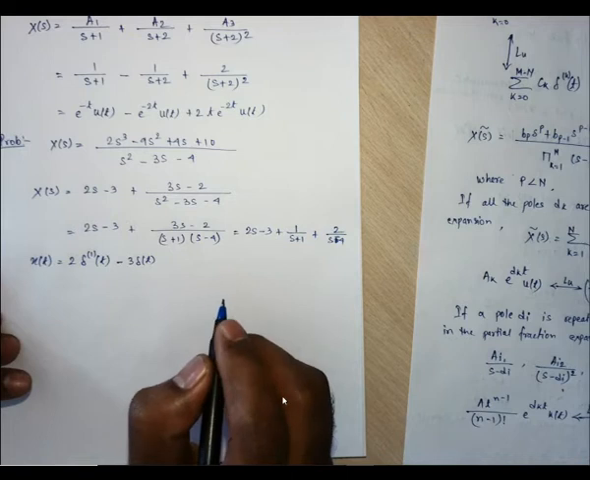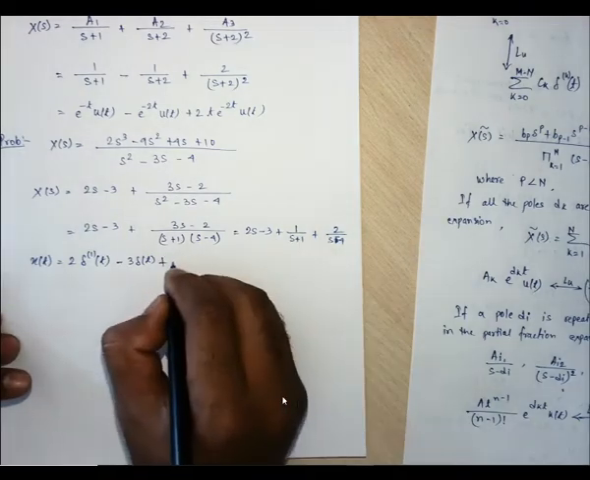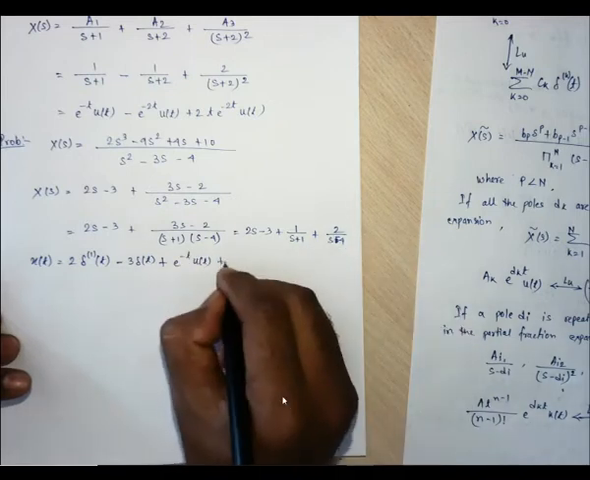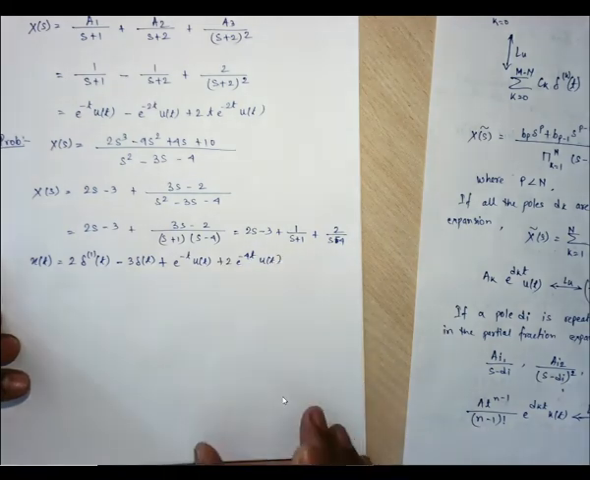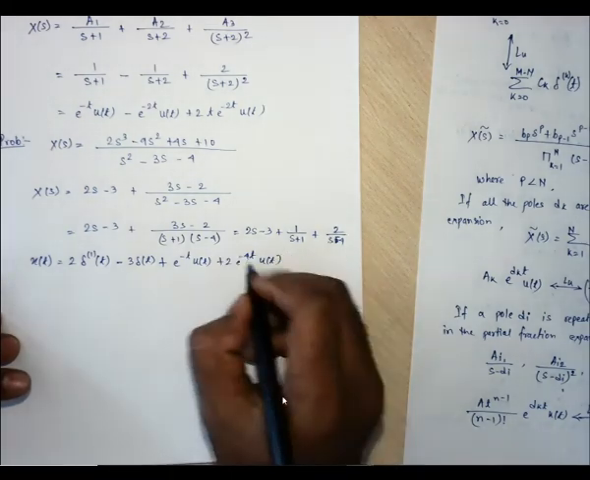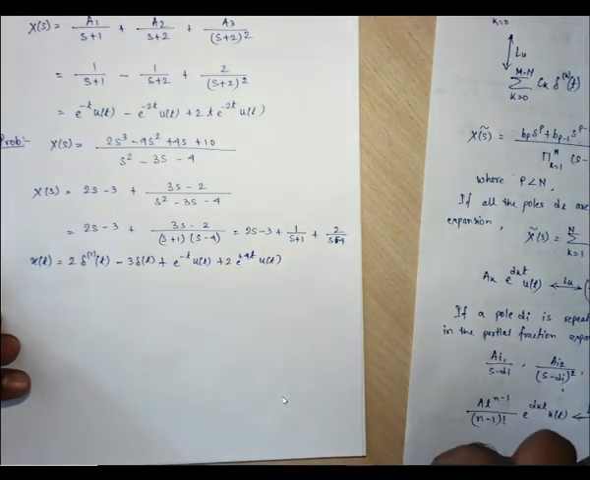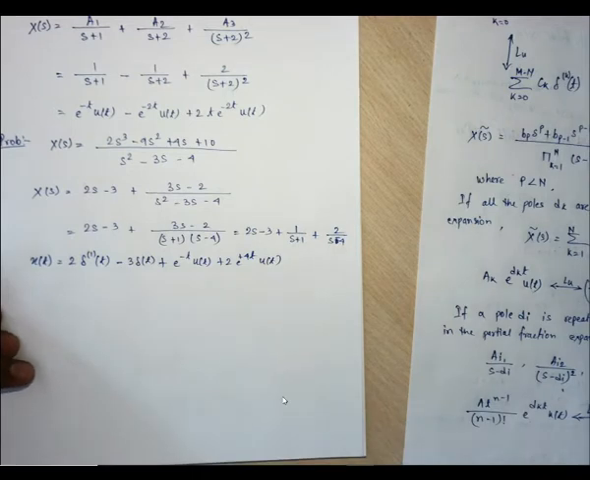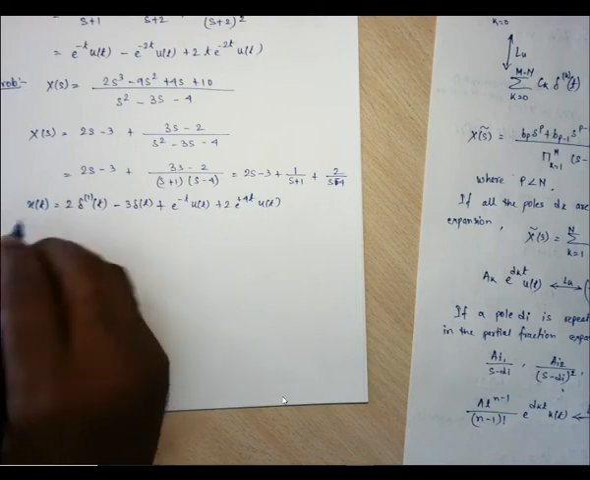so it will be a simple impulse. Then for this, that will be e to the power minus t u(t), then plus 2 e to the power minus 4t u(t). So as it is minus, it will be plus 4t u(t). So this is the result. Okay, so in this way you solve another problem.